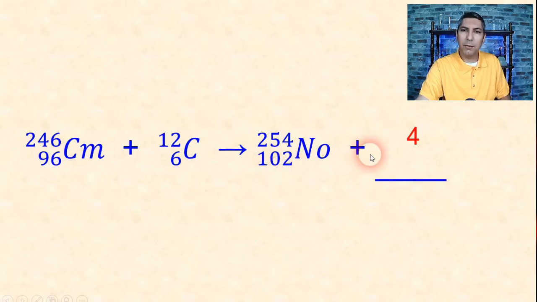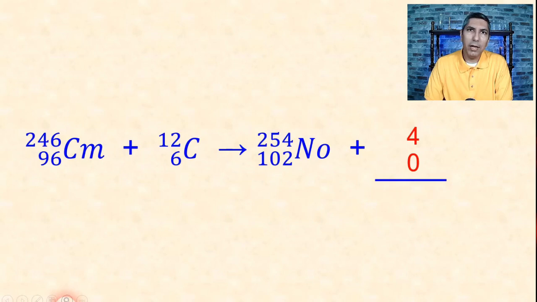So what's the missing number? Well, 102 minus 102 is just 0. So we have 4 over 0. Now, what is this? Because some students see a 4 over 0 and they get confused. Because of all these types of ionizing radiation and particles that we've learned about, we don't know of anything that's a 4 over 0. So some students get confused by that and wonder what's going on here.